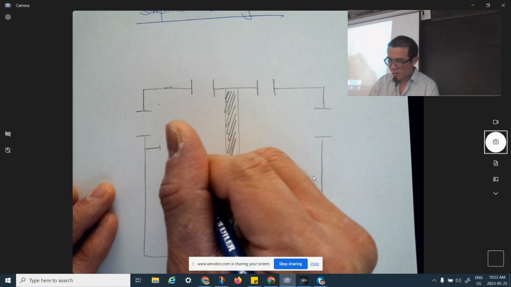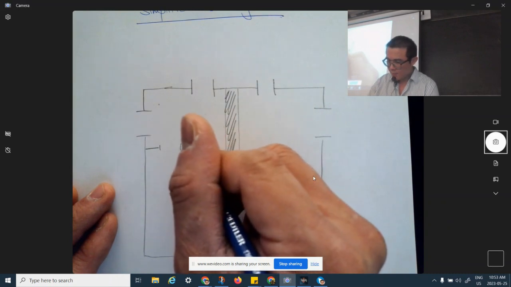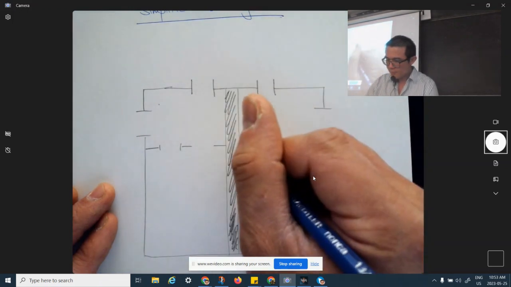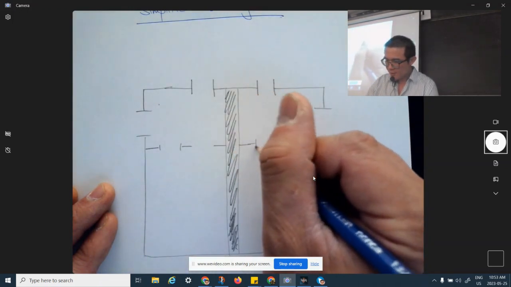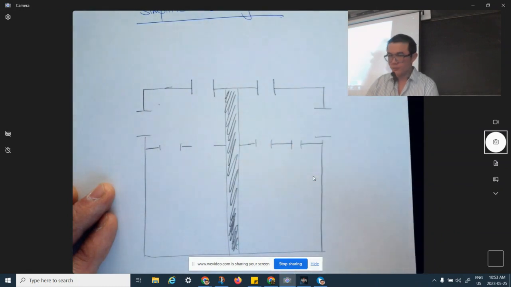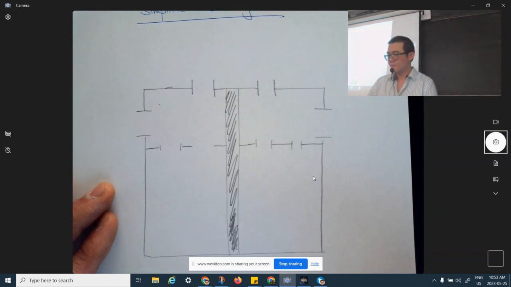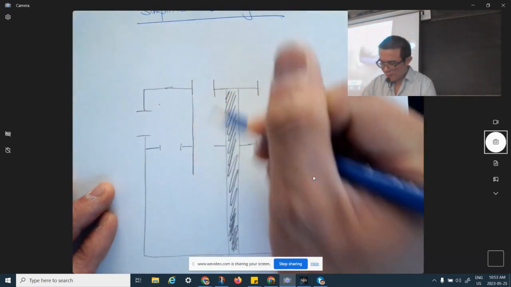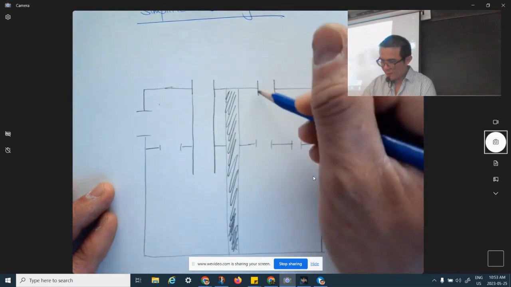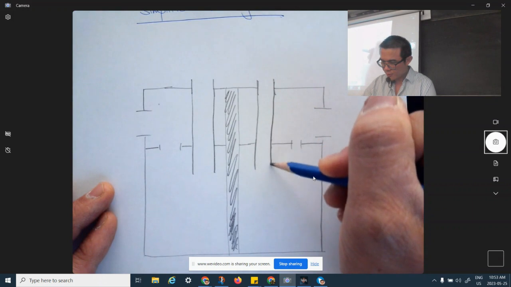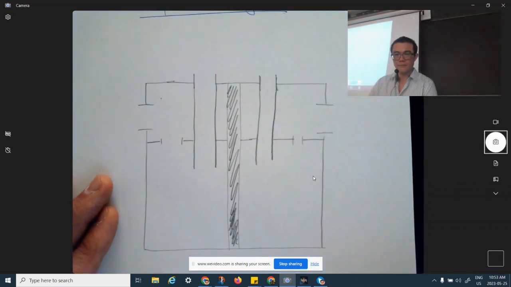Again, an opening. Leave some space here. Leave some space here. And also some space here. Close that. Okay? This tube is going to go all the way down to this bottom side. This tube is also going to go all the way through this opening to the bottom side. Okay?